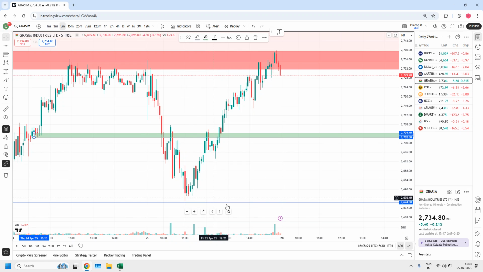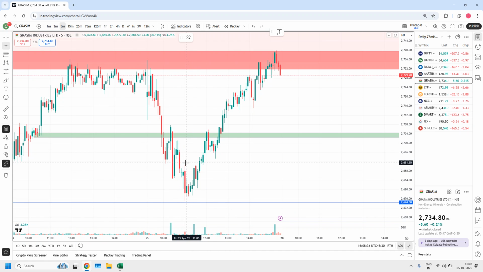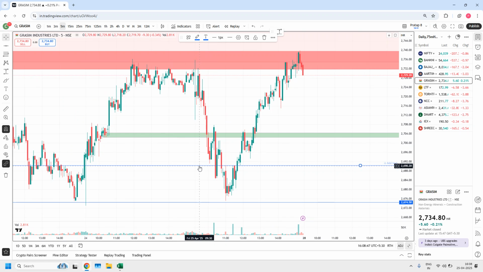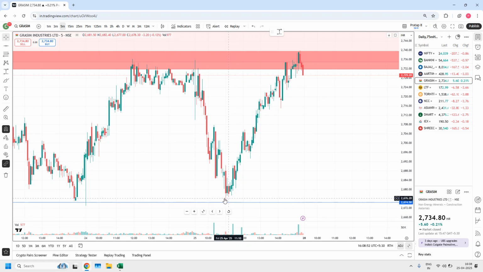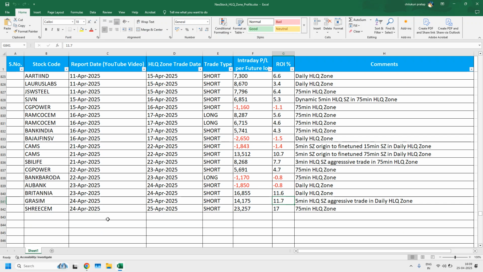Those who are aiming for even more profit, maybe you would have booked your profit here. The blue color line I have drawn, there you would have booked, because here the zone is over. First time the 5 minute zone is violated. There is no other choice. You have to book your profit here. Okay, anyway, performance point of view, I am calculating the maximum up to this pro gap area. Until here, Grasim has given you 14,175 rupees profit, which is 11.7%.